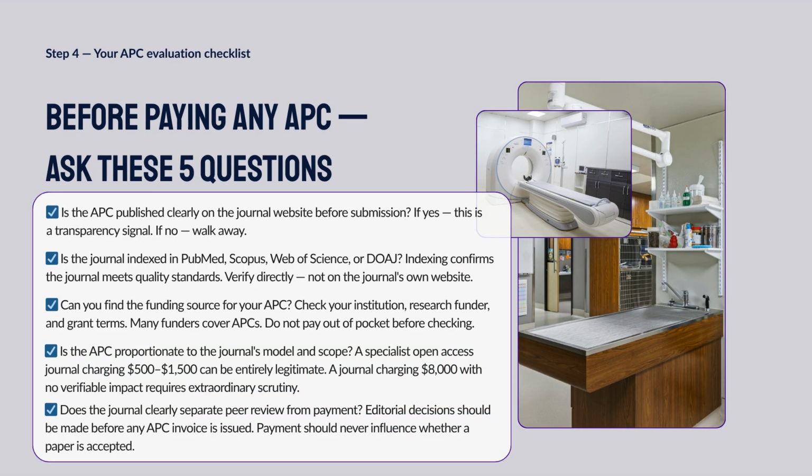Before paying any article processing charge, run through these 5 questions. Is the APC published clearly on the journal website before submission? Transparency up front is the first signal of a legitimate journal. Is the journal independently verified in PubMed, Scopus, Web of Science, or the DOAJ? Indexing confirms that the journal meets internationally recognized quality standards.